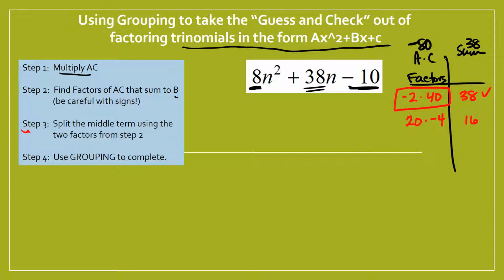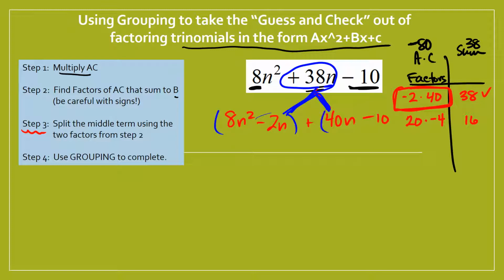Okay. So then step 3 is we're going to split the middle term. So we're going to rewrite this polynomial 8n squared, but instead of 38n, we're going to use these two factors that we found. So we'll have negative 2n and then positive 40n, and then minus 10. So we split this b term into the two factors that we found. They'll both have the variable, because if I combined these two that I just made, I would end up right back where I started. So we're just finding a way to split it into two things so that we can do grouping.